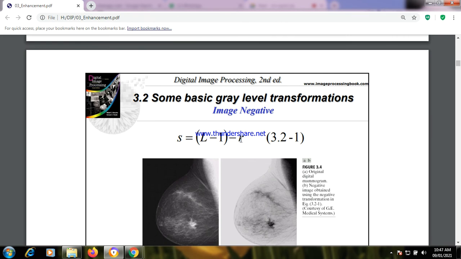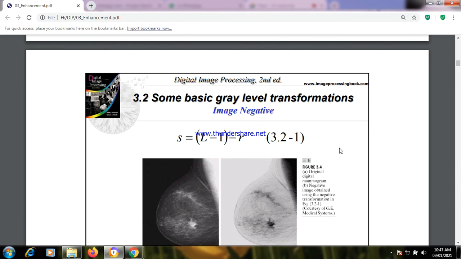Now say R is 255. If R is 255 means it has to be made as 0. So if I replace R by 255, that becomes 256 minus 1 means 255 minus input is again 255. So it becomes 0. Means we are converting black pixels into bright and bright pixels into black.